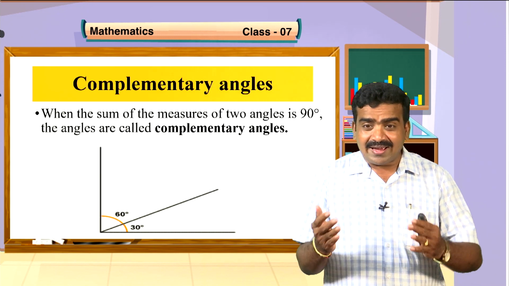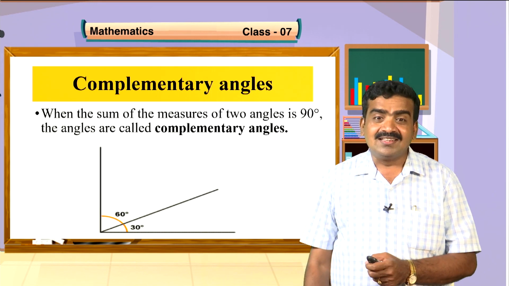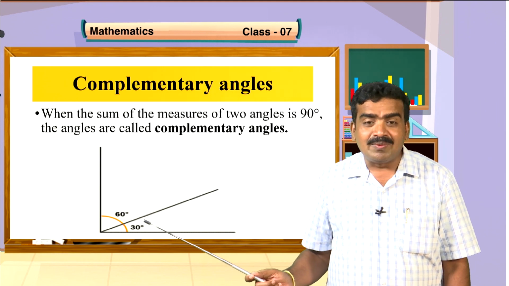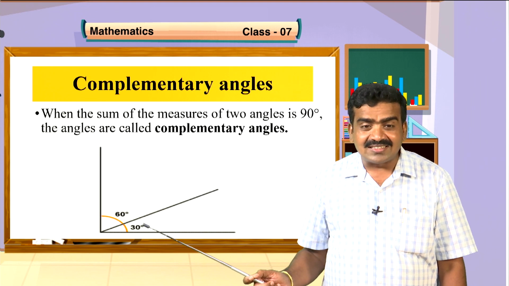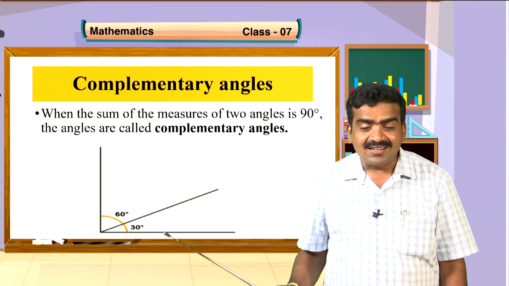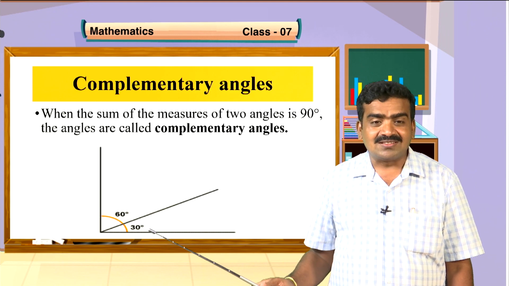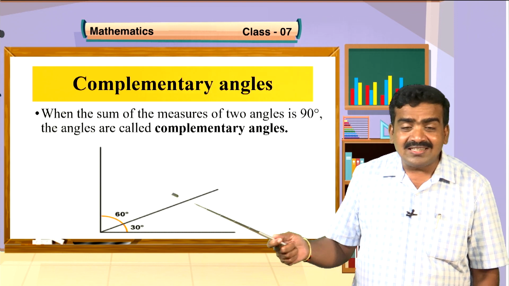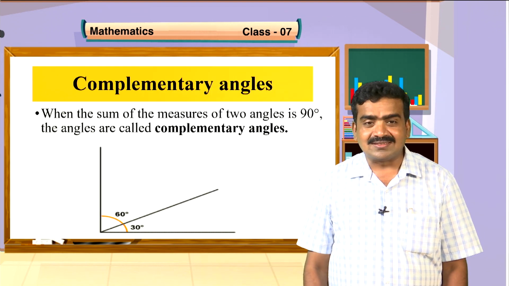Yes, you can. What is the meaning of complementary angles? If the sum of two angles is 90 degrees, then they are called complementary angles. Here in this case, 30 degrees and 60 degrees are complementary angles, and we can say that 30 degrees is the complementary angle of 60 degrees and 60 degrees is the complementary angle of 30 degrees. If you add these two, we will get 90 degrees. So these kinds of angles are called complementary angles.